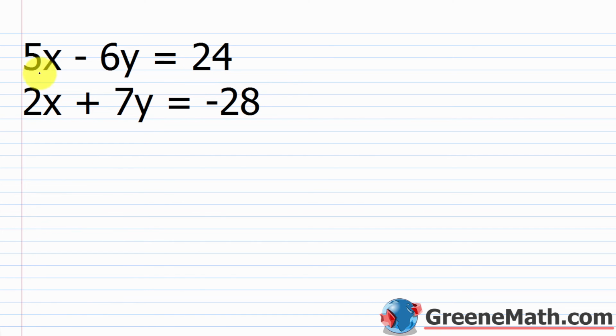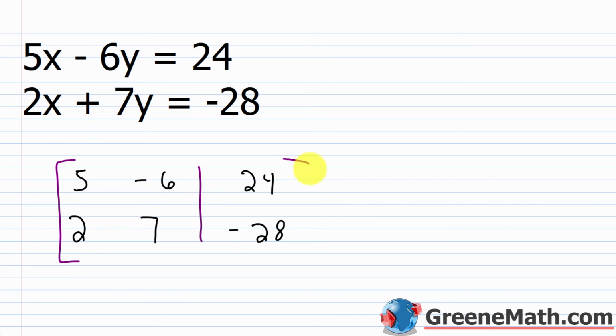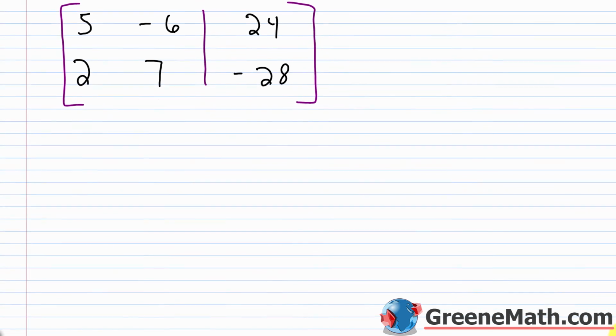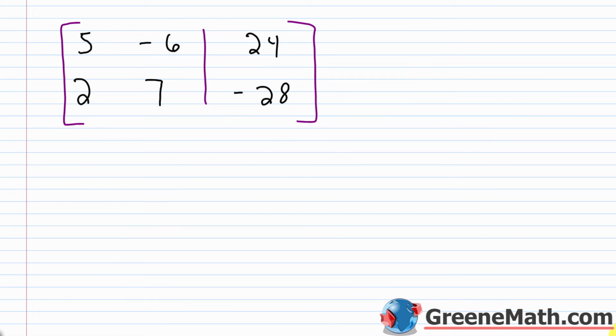All right, so I have a 5, a -6, and a 24. The information here, I have a 2, I have a 7, and I have a -28. So I have my vertical bar that separates the two, right? The coefficients from the constants. And now we get to work. So again, we're going to talk about row echelon form first. So that's ones down the diagonal, a 0 over here, and real numbers here.